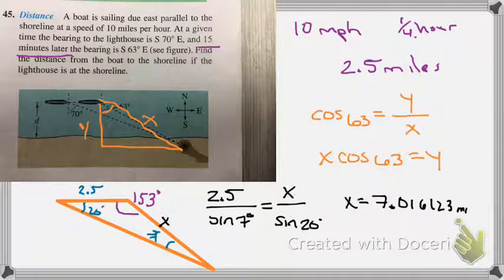And when I go ahead and multiply that out, I'm going to get that y, which is the distance to the shoreline, is 3.185 miles. And that is what I was looking for.